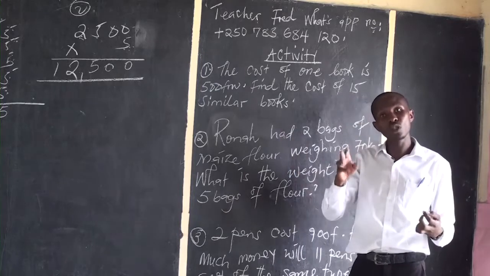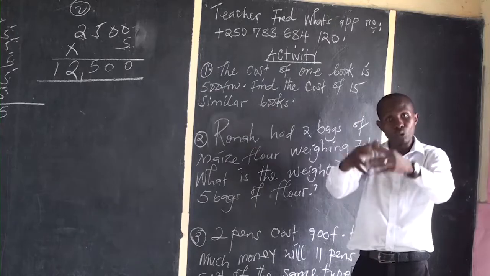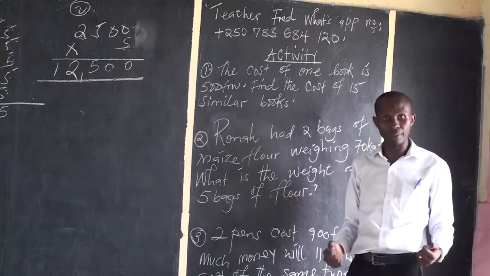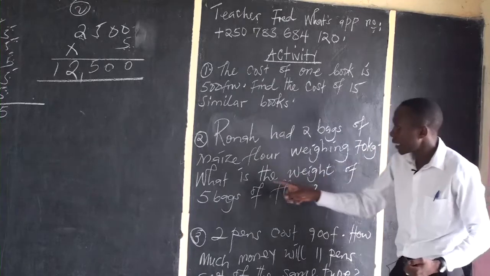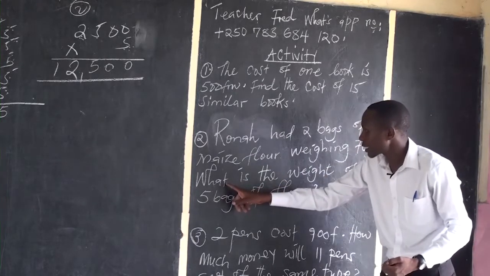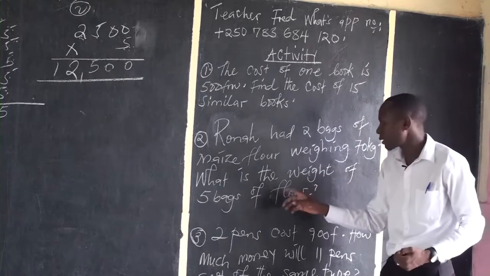Two bags of maize flour equals 70 kilograms. The two of them are 70. When you bring two together, they measure 70 kilograms, is what this statement is saying. Then they continue with the question and say, what is the weight of 5 bags of flour?